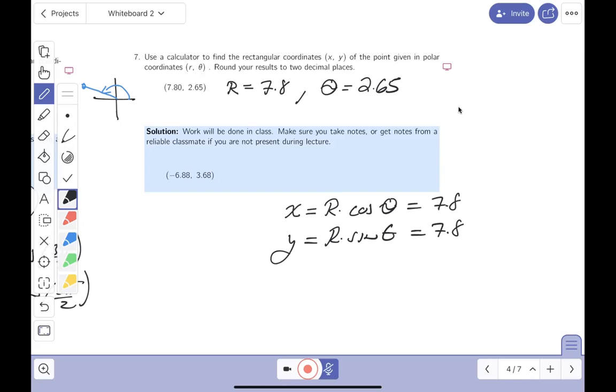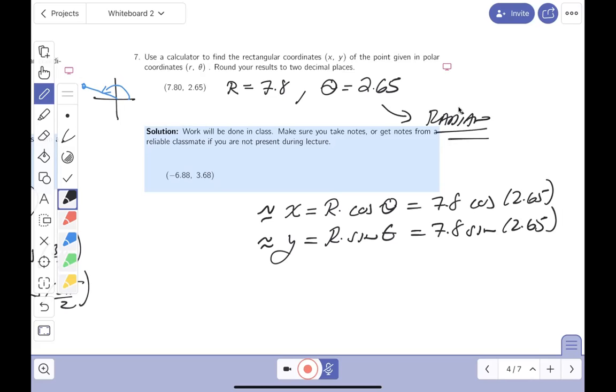x = 7.8 cosine 2.65, y = 7.8 sine 2.65. This is radian. There's no unit, so it must be radian. If you do this on a calculator, and we want to recommend it, you do 7.8 times the cosine of 2.65 in radian mode, and you should get minus 6.88 to the nearest 100th. If you do y, which is 7.8 times the sine of 2.65 in radian mode, you will get 3.68.